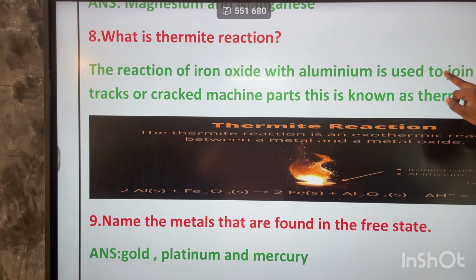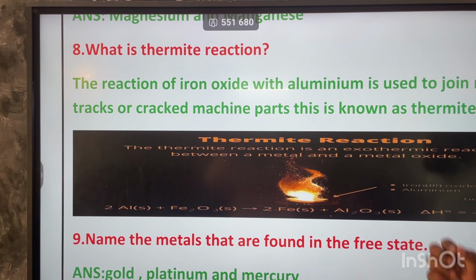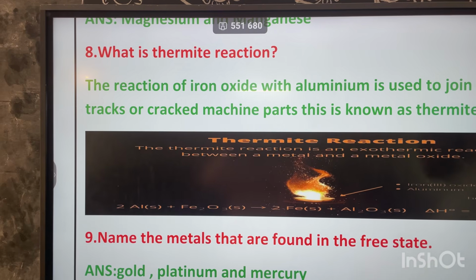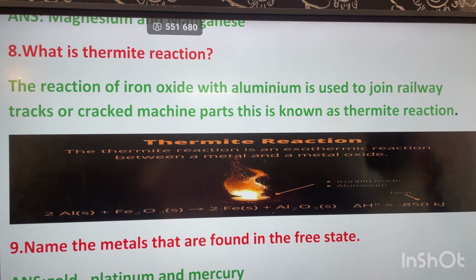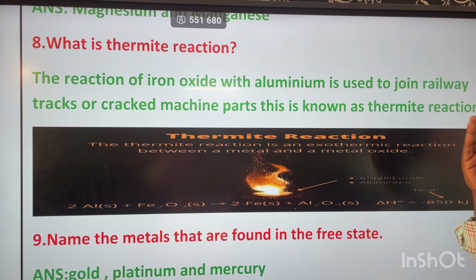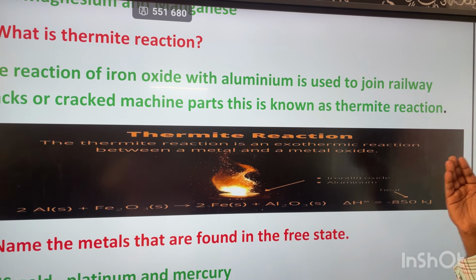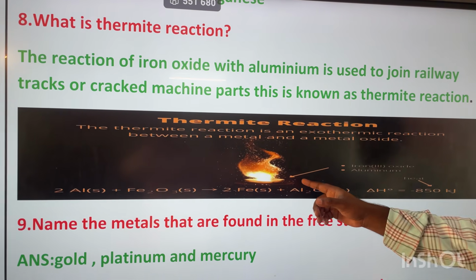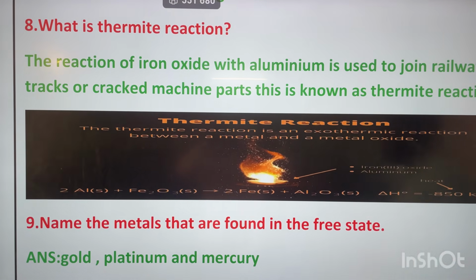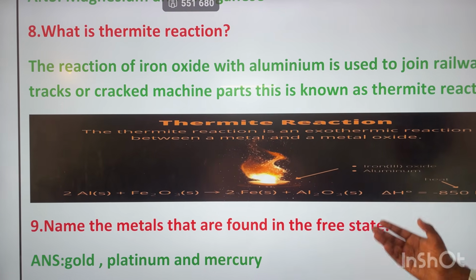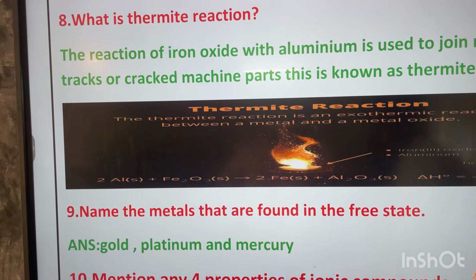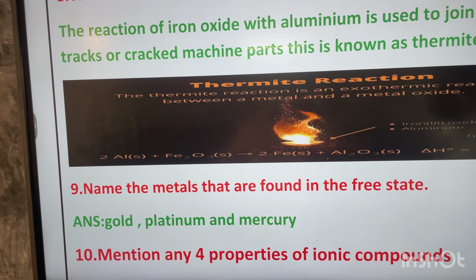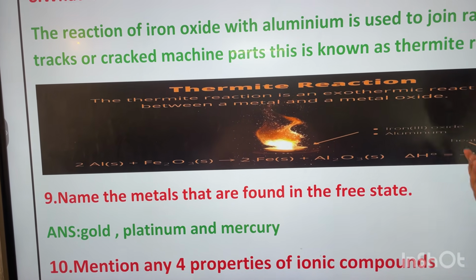Next question, most important question: what is the thermite reaction? The reaction of iron oxide with aluminium is used to join railway tracks or cracked machine parts. This is known as the thermite reaction. Observe, this is one type of image of the thermite reaction. The reaction is also here: 2Al reacts with iron oxide, giving iron and aluminium oxide.